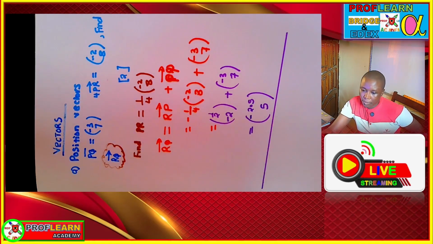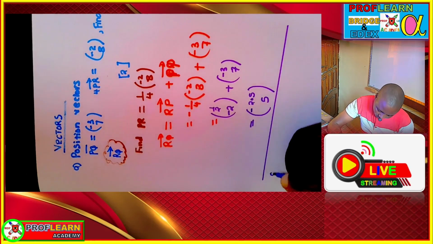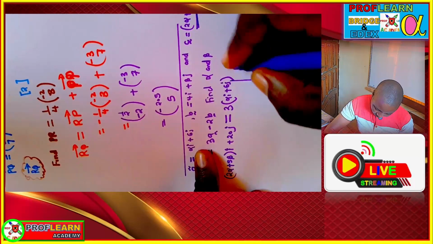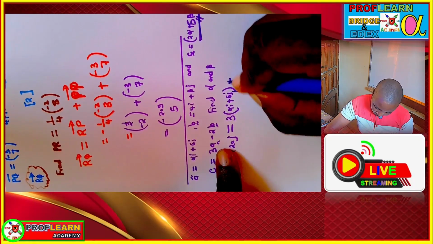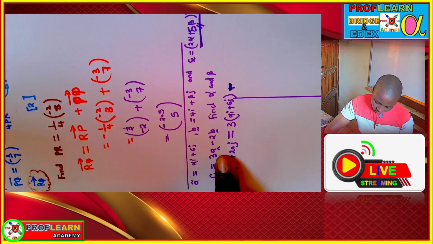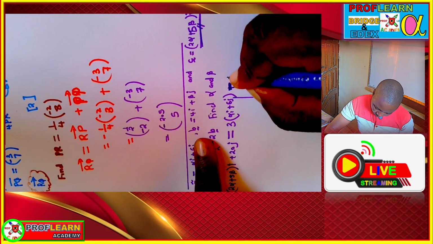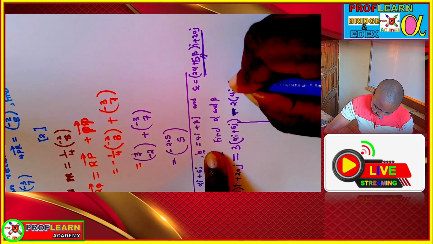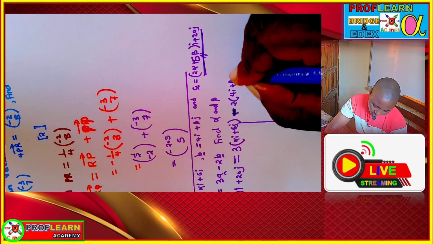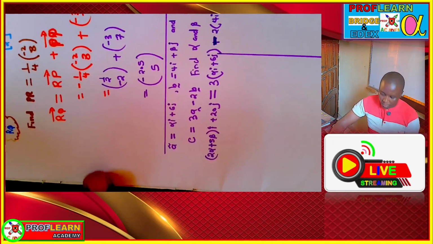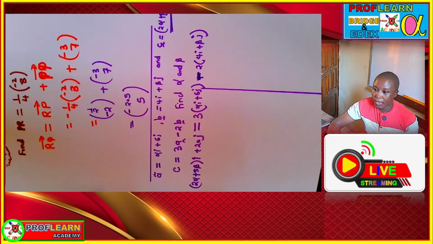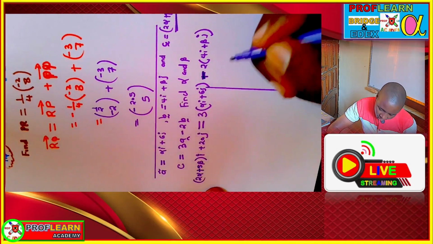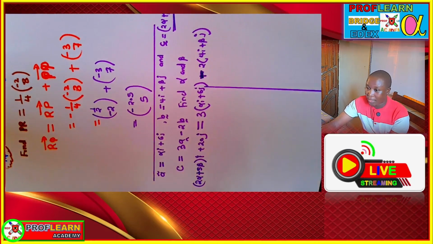Let's get to C. We are told that vector A is given as, then minus, this is minus, not plus, minus 2b, but b is 4i plus beta j. So which means that we can be able to group these two together. We put those with i together and those with j together.